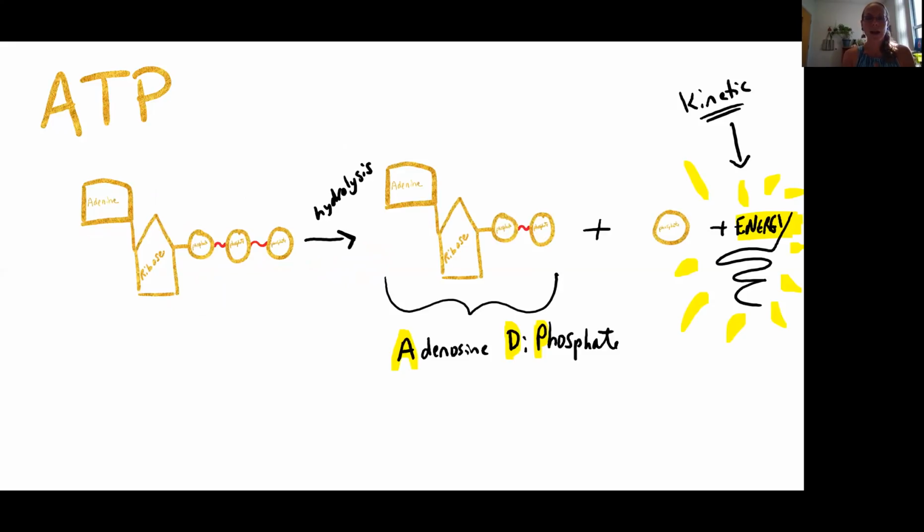Now, when you hydrolyze ATP, remember hydrolysis means the breaking of a water molecule in order to break apart another molecule. When you hydrolyze ATP, you end up with adenosine diphosphate, which we will abbreviate as ADP. You get one phosphate group popping off, and you get a whole bunch of energy given off. That's our kinetic energy, our energy that can perform work, right?